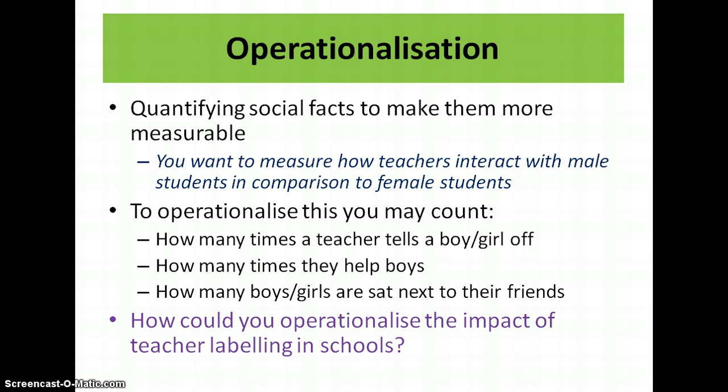We use this term operationalisation to talk about how we measure social facts. So it's making social interaction into fact and making it measurable. For example, you want to measure how teachers interact with male students in comparison to female. To operationalise this, you could count. This is how we're quantifying these actions. How many times a teacher tells a boy or a girl off, how many times they help boys, how many boys or girls are sat next to their friends. So we're actually quantifying what we see. Essentially, this is through things like a structured questionnaire, structured observation, or structured interview, where you might see this happening.